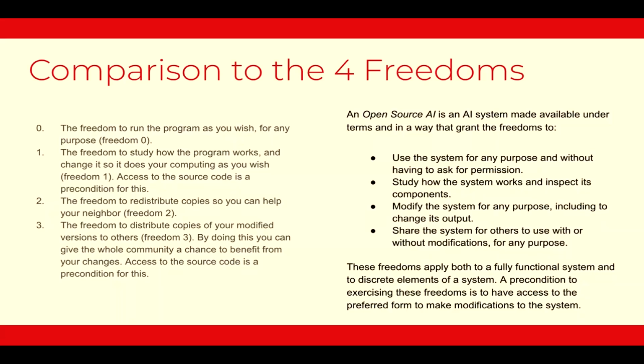Well, study how the system works and inspect its components. That gets the first part, doesn't really get the freedom to modify, but that's taken care of in our third bullet point under AI, where it says modify the system for any purpose, including to change its output. So the second and third bullets kind of take care of freedom 1, and then share the system for others to use with or without modifications for any purpose. That matches to freedoms 2 and 3.